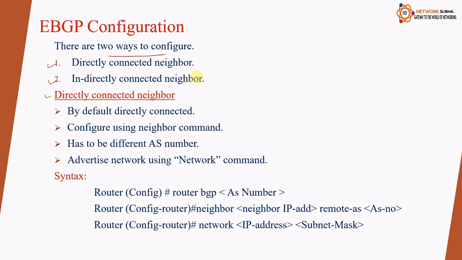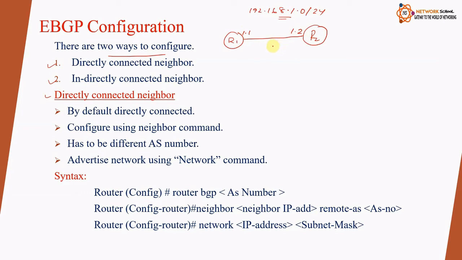So what is a directly connected neighbor? Let's say we have the router R1 and R2, and these two routers are physically connected with the help of a physical cable. When we say the two devices are directly connected point to point, it means the two devices belong to a single subnet. Let's say we have the subnet 192.168.1.0/24. We have 1.1 and we have 1.2. So these two devices are directly connected with the help of a physical link, and they belong to a single subnet. So it means they are directly connected.